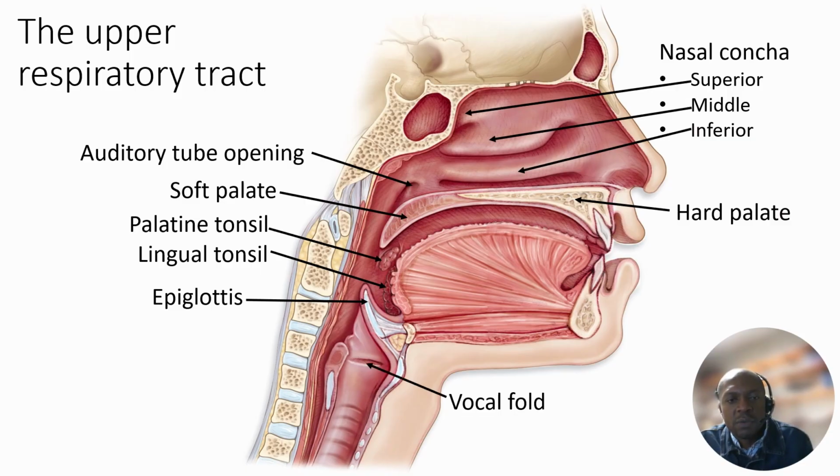And then once the air goes through the nasal cavity, it passes by the pharynx, and then it gets to the opening of the larynx, which is covered with the epiglottis. And so once the epiglottis is open, air can go in, whereas if it is closed, it's to prevent food from getting into the airway.